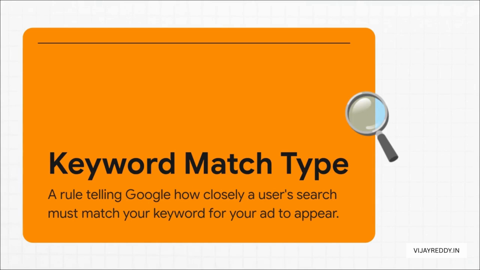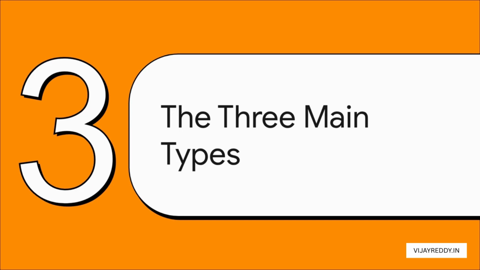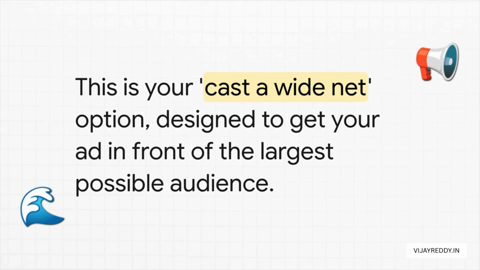At its very core, a match type is simply a rule. You're telling the system, hey Google, I only want you to show my ad if a search is this close to my keyword. And that one single setting, it determines how wide or how narrow you cast your net. Now you've got three main types to play with, and each one offers a different balance between reach and precision. We're going to start with the widest, broadest one, and then we'll dial it all the way down to the most targeted.